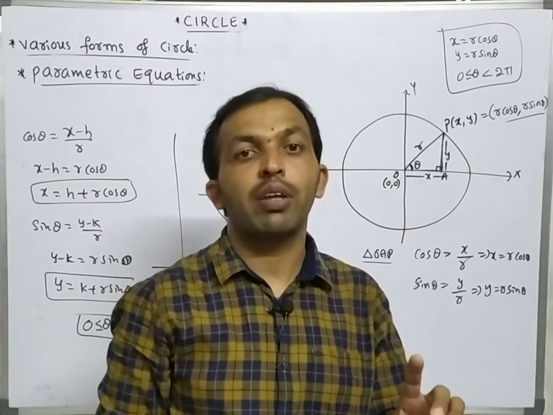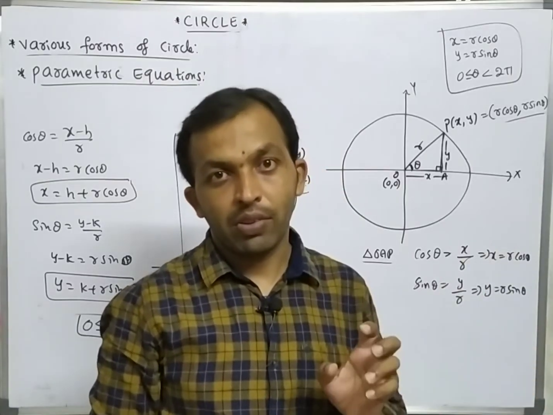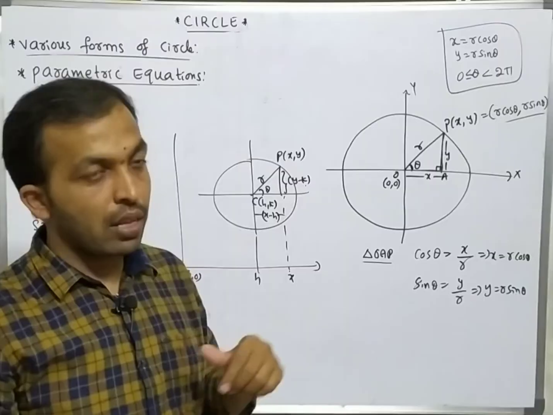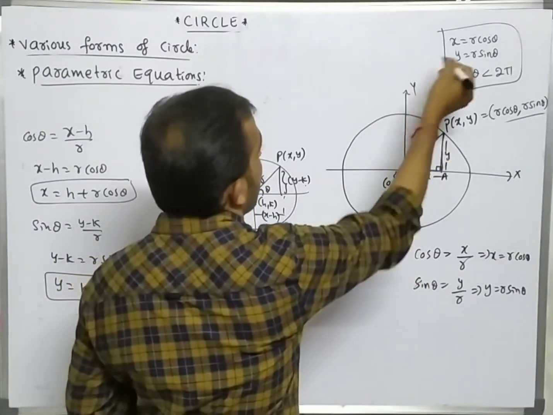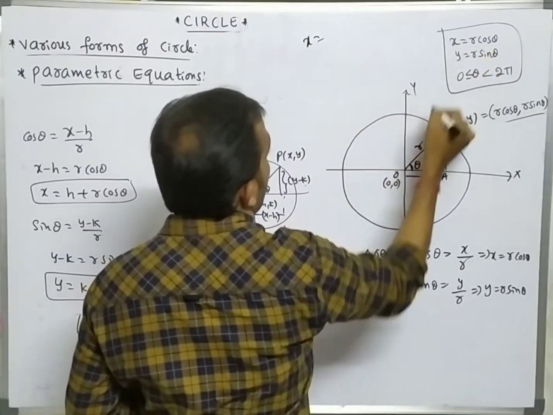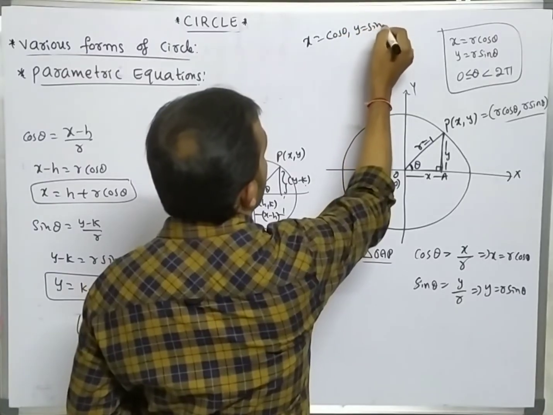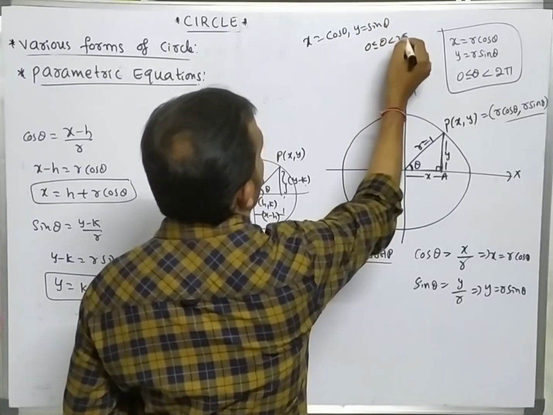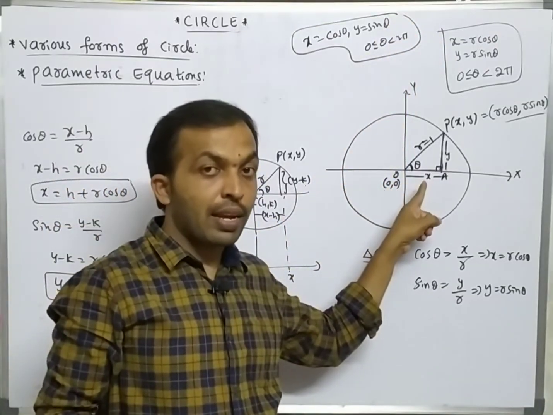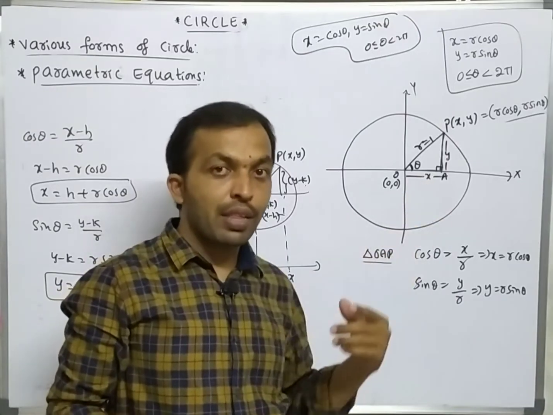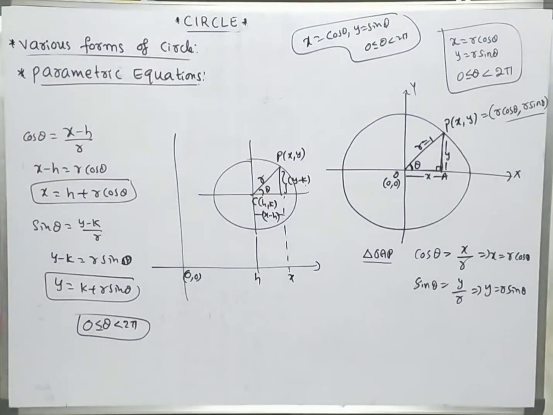That condition is also very important. You should mention that condition while writing parametric equations. Okay, right? So if the center is 0 comma 0 and radius is 1, then it is the unit circle, so r is equal to 1. x is equal to cos theta, y is equal to sin theta, 0 less than or equal to theta less than 2 pi. So these are the parametric equations for the circle whose center is the origin and radius is 1 unit. Okay, right? So these are the parametric equations of the circle.